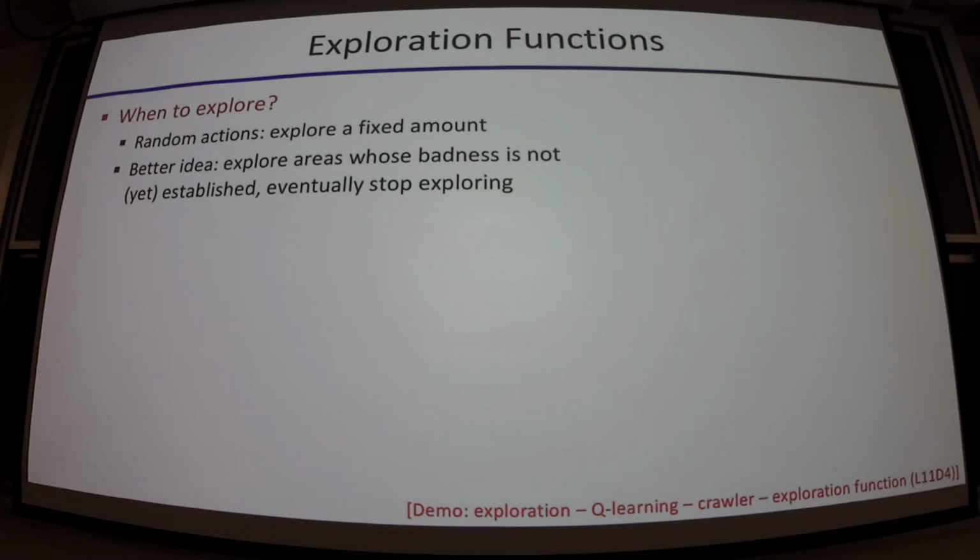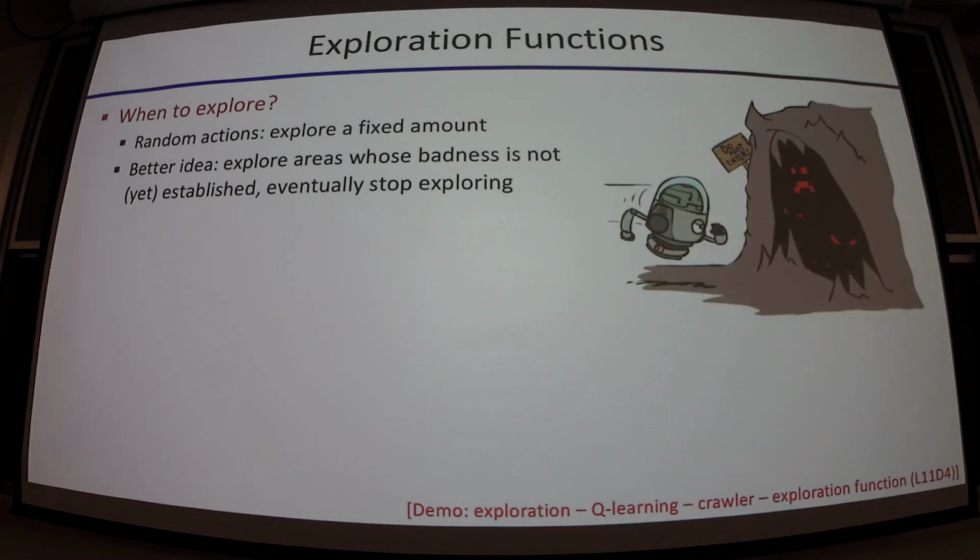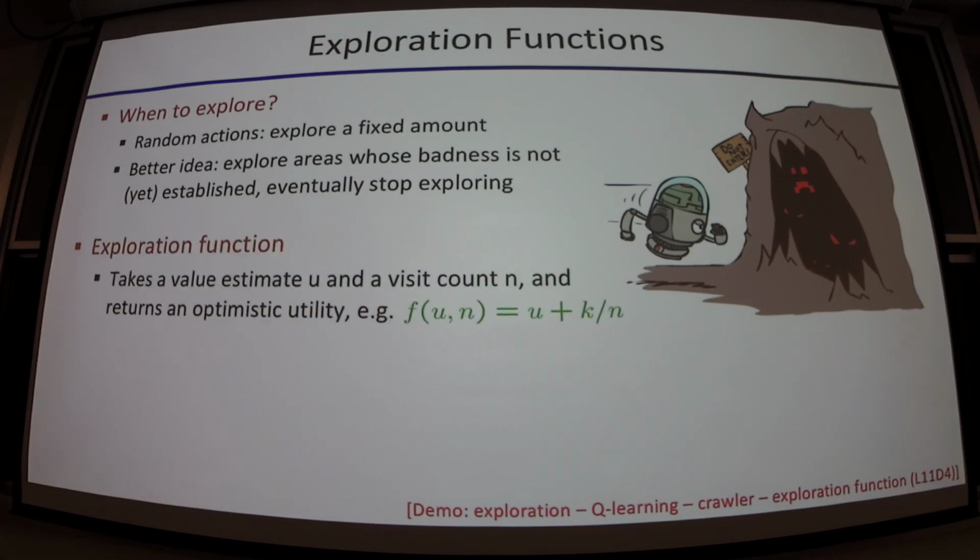But we know, if we haven't seen that we should probably go there soon. Right? Does that make sense? We want to learn these things early so that we can have as much time with a good policy to actually achieve our goal as possible. Right? So the idea here is that we want to explore areas where we don't know yet what's going to happen, and then eventually we stop exploring. And so we're going to use something called exploration functions to do so.